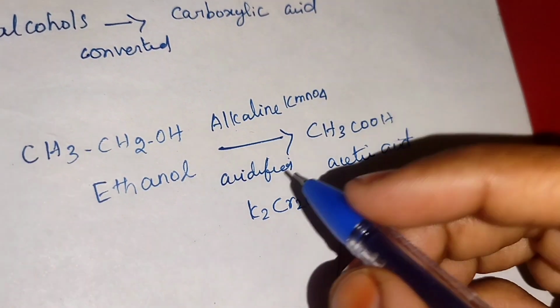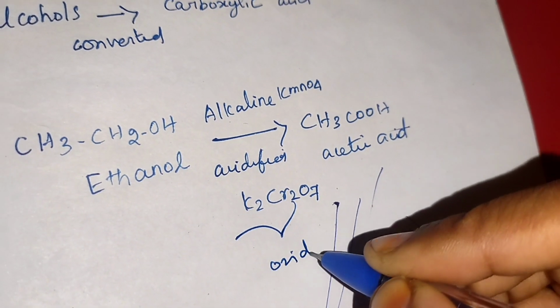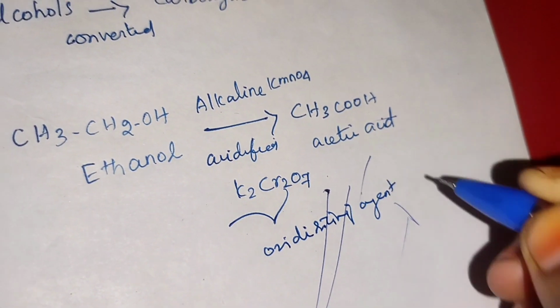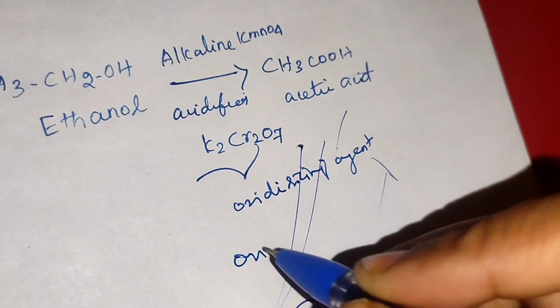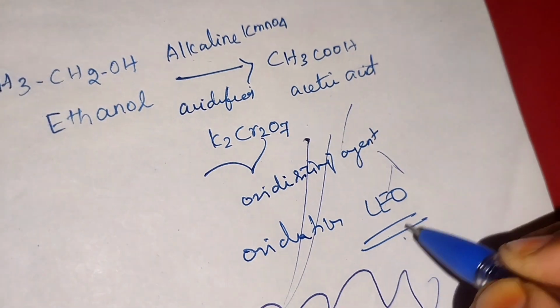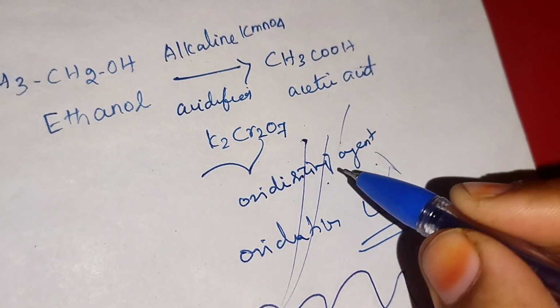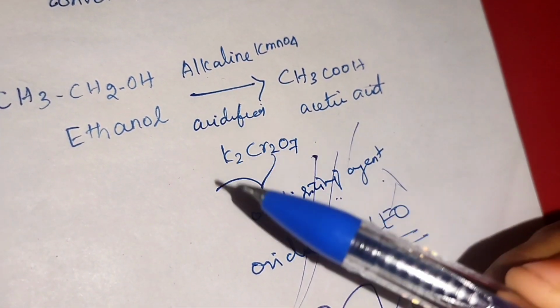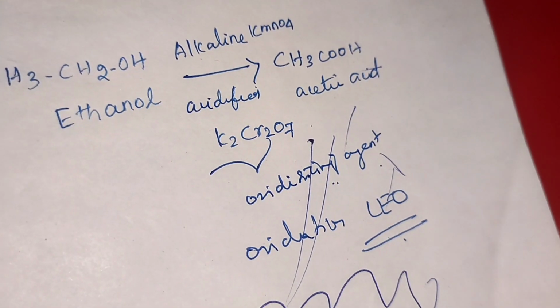Why are these oxidizing agents used? Previously I said what is meant by oxidation. I said LEO, loss of electron. So these oxidizing agents are very useful to make the reactant lose electrons. So this is used in this reaction.